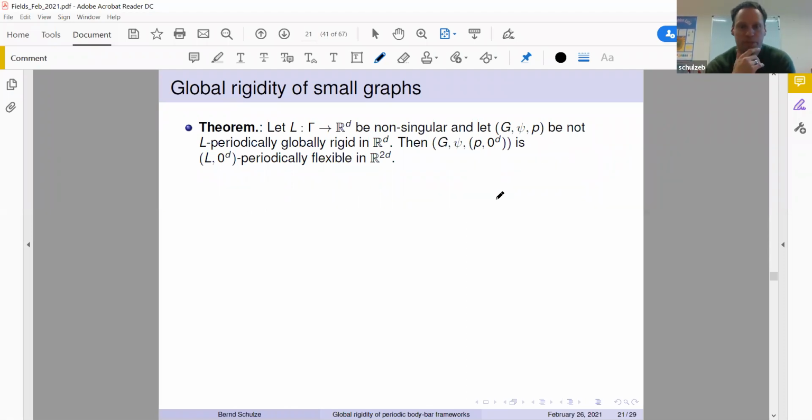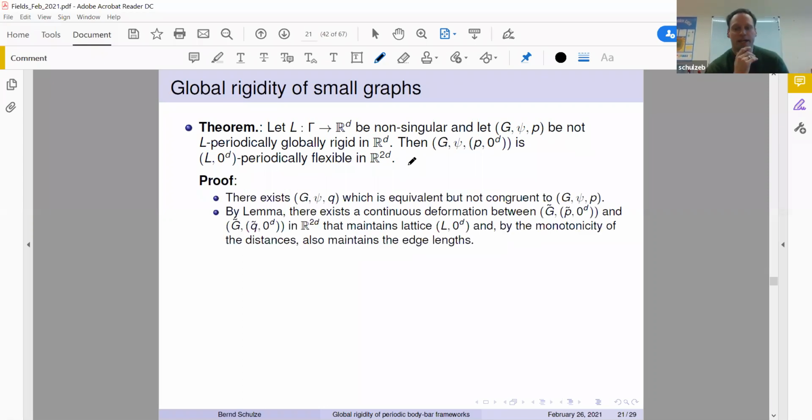So first of all, a simple consequence of this lemma is this theorem. If you have a framework that is not periodically globally rigid, then it is locally flexible in R^(2D) if you double the dimension. Okay, so the proof is very simple.